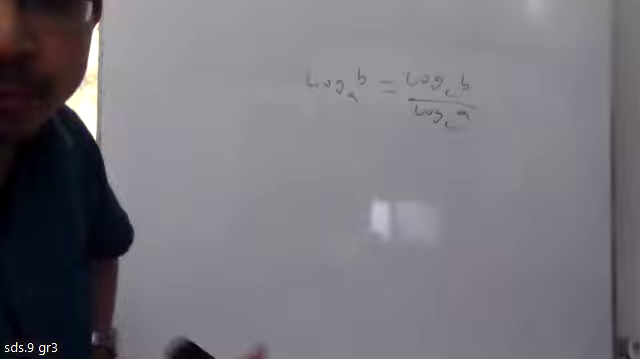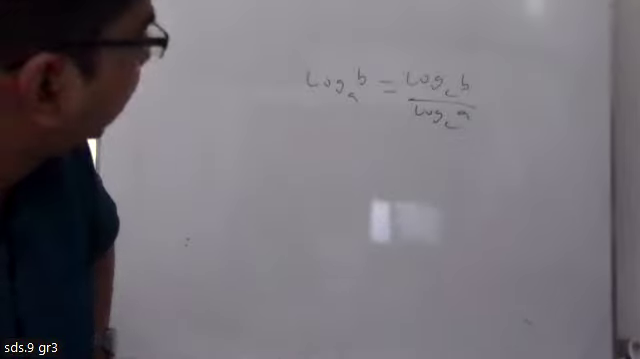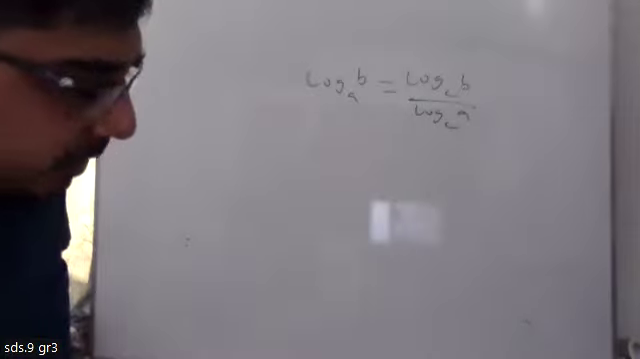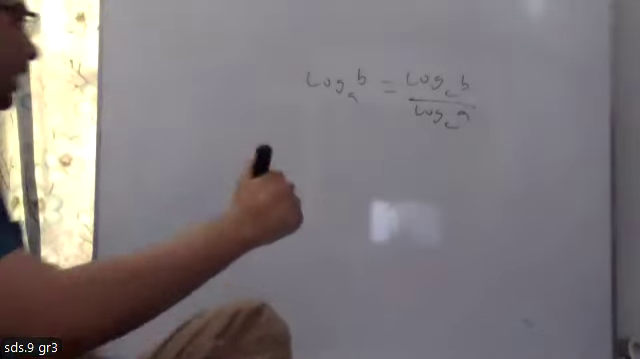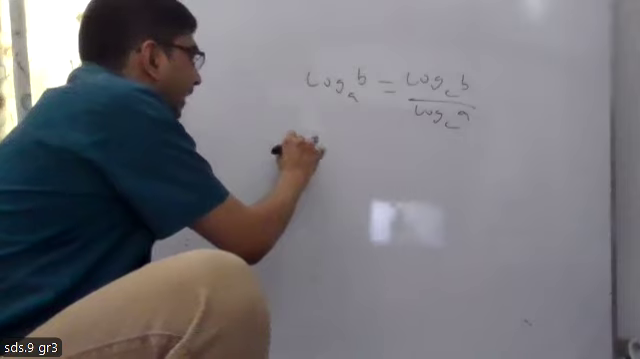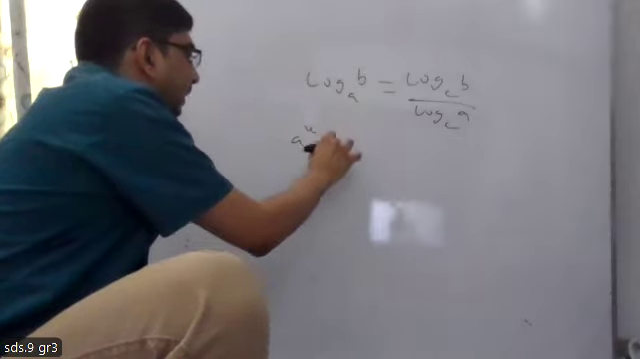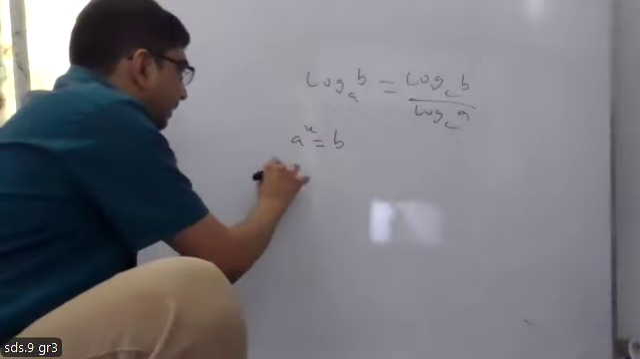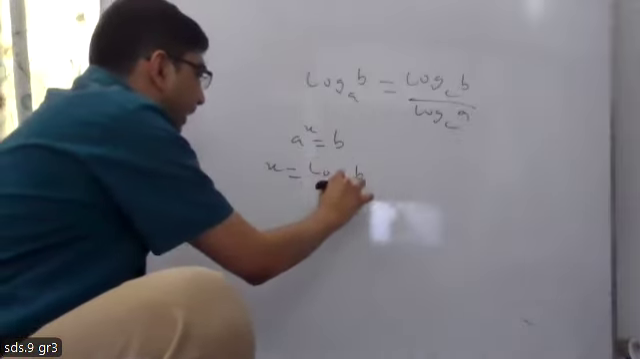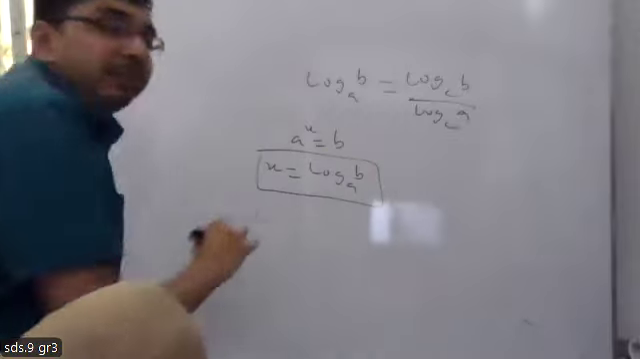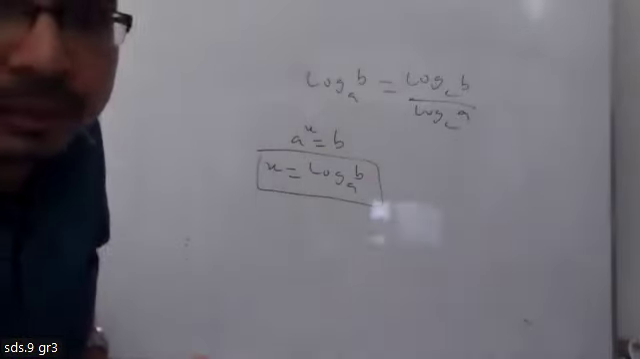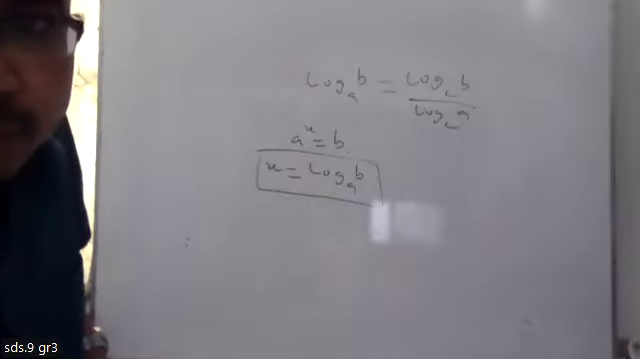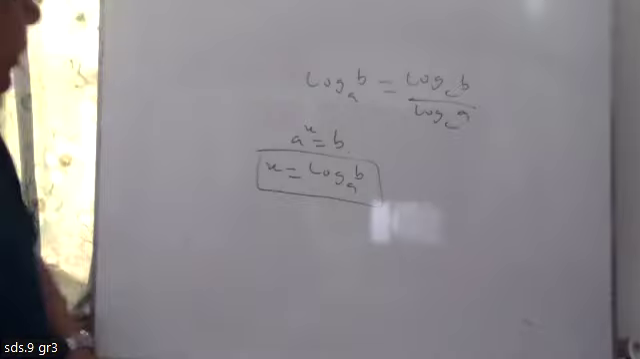Okay. So this is the base change formula. Let me briefly show you how this comes. This is nothing very difficult. It's very easy to derive. For example, if I write a to the power x is equal to b, can I write that x is equal to log b base a? This is the very definition of logarithm.